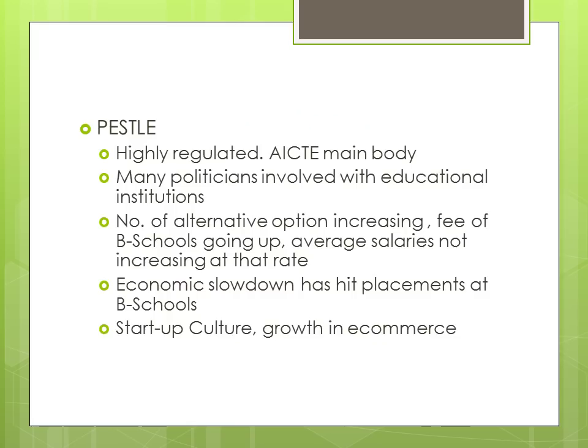Next we need to look at the macro environment of the product, and the product here is of course a B school. When we look at the macro environment, we find that it's a highly regulated environment. The AICTE is the main body which gives approval to B schools. We find that there's a nexus between politicians and educational institutions. A lot of the higher educational institutions actually have politicians involved with them. We also see that there are a number of alternatives available to students, who today are not only going for an MBA but going for banking jobs, other jobs, probably law.